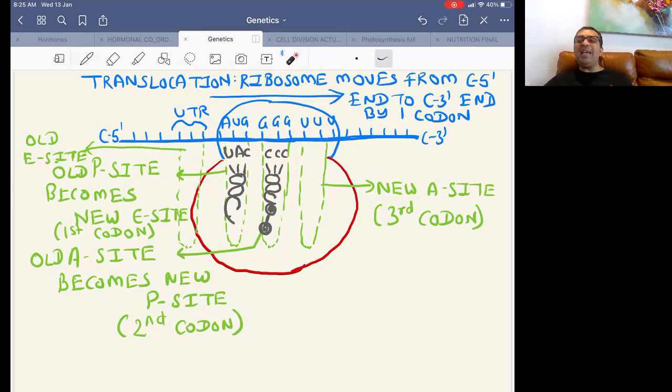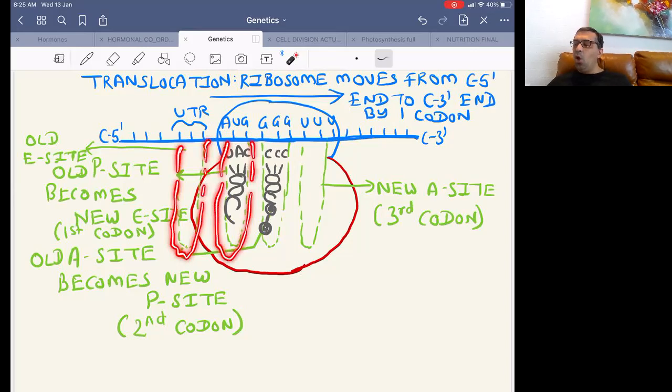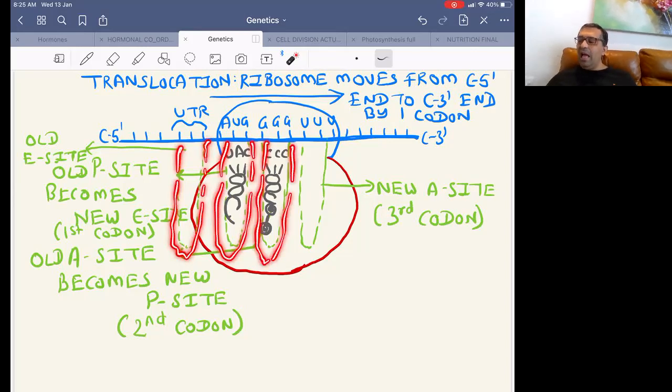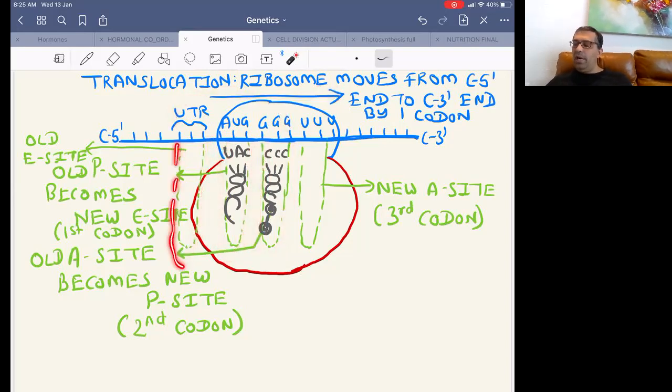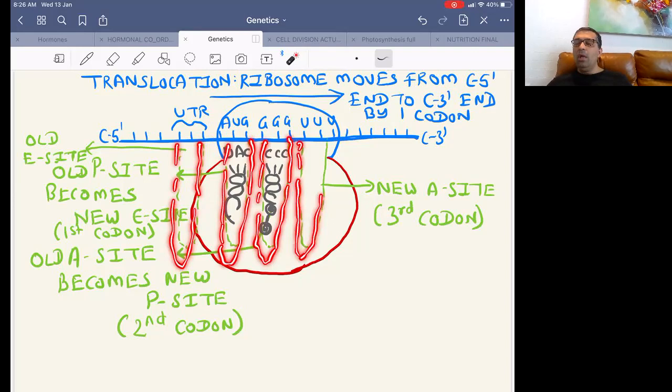And there is a new A site. So once again, this was the old E site, old P site, old A site, and this was the UTR first, second. As the ribosome has shifted, the old E site goes out of the ribosome. The old P site becomes the new E site. The old A site becomes the new P site. And there is a new A site.